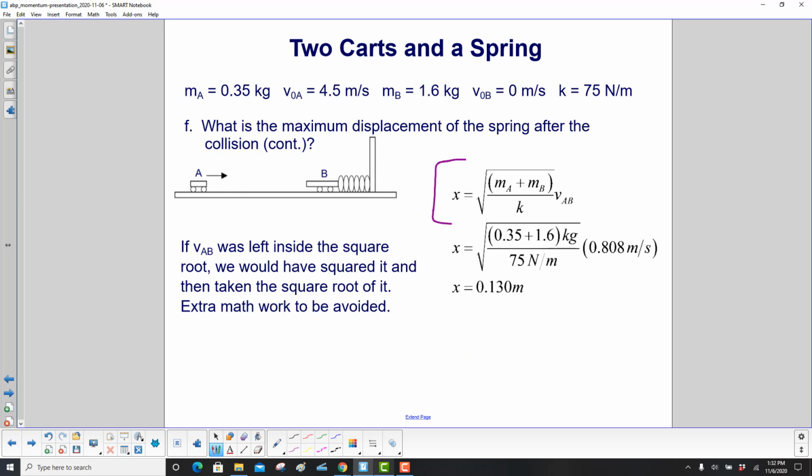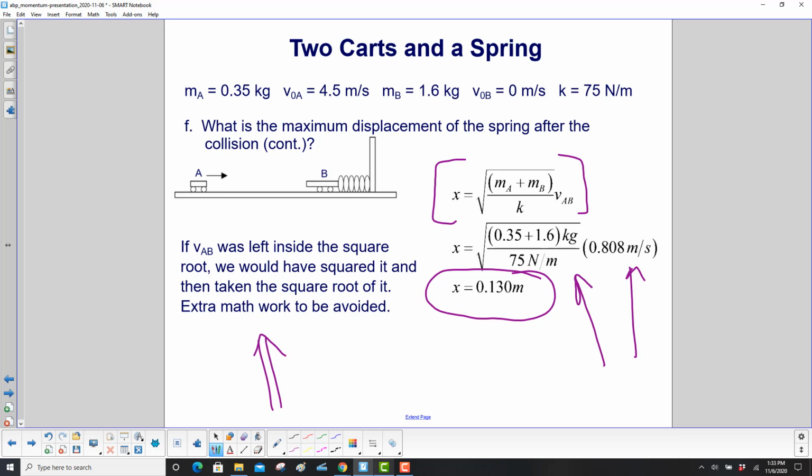So here's our algebraic equation for the answer. Substitute in our variables, and this is what we found earlier, the velocity of the two blocks right before they started pushing on the spring, and we get a displacement of 0.130 meters. And just reminding you again here, take the v_AB squared out of the square root. Makes it a more elegant solution anyway.